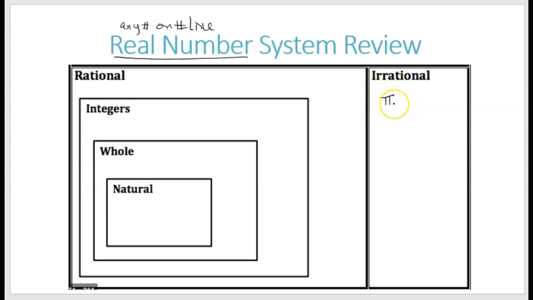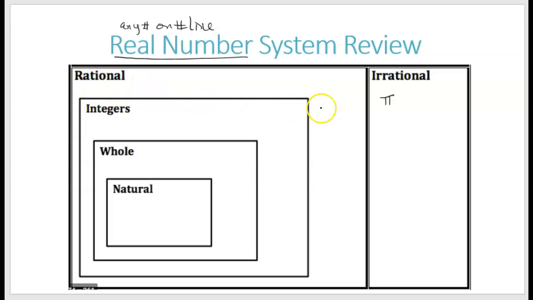It's 3.14 and on and on and on, right? It goes on forever with no repeating patterns, so that's what makes it irrational. But we can approximate that and find a home for it on the number line. So that means it is in fact a real number, even though it's that wacky decimal that keeps going forever and ever.